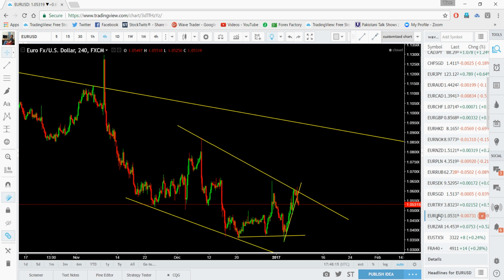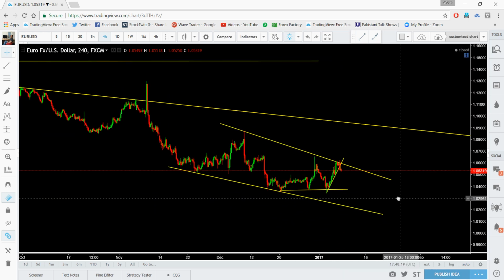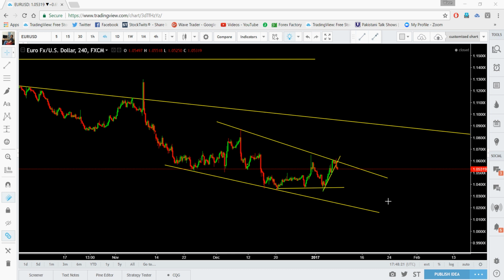On Euro USD, same like your Australian dollar and USD. In the last meeting we were anticipating price was going to hit this place, and then we were going to look for upside. 1, 2, 3, 4, and 5, and then reversal.